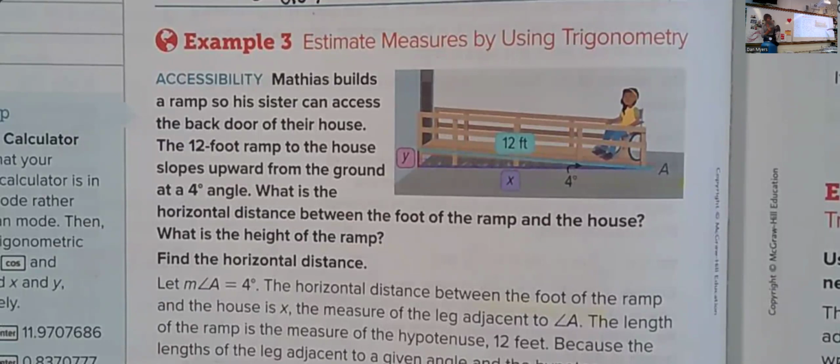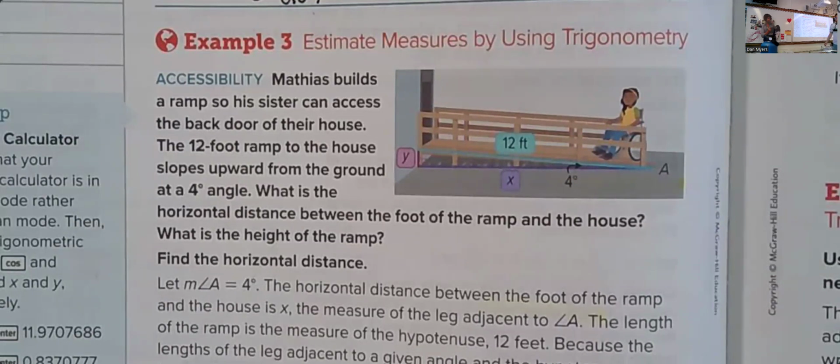Oh, we need the horizontal distance as well. So we could use sine to start off with, or we could use cosine to start off. Cosine of 4 would give us the value of x. Sine of 4 would end up helping us figure out the value of y. So we're going to have to use both sine and cosine to solve for x and y.